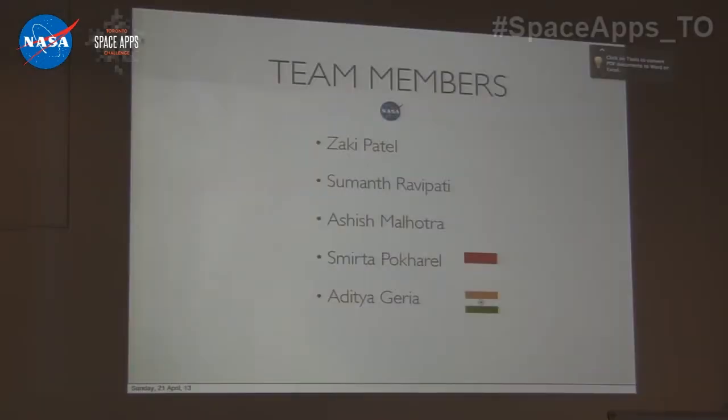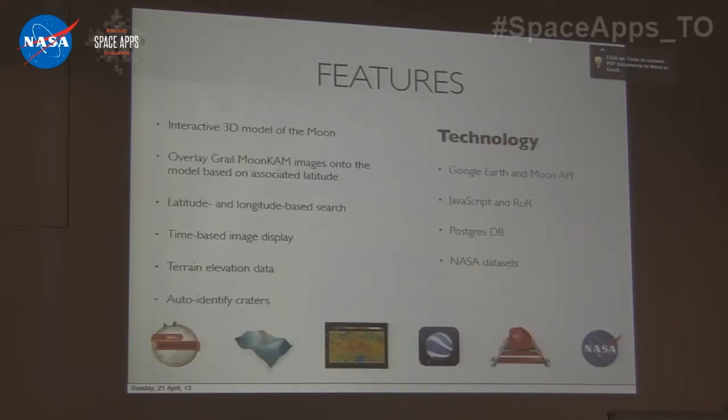I have a video. I'm not going to be able to demo the application, but it works. It's just a performance challenge, which I don't want to take a risk on. So some of the features that we have implemented: we have a 3D model of the moon. We've been able to overlay mooncam images from the GRAIL mission on top of this 3D model based on the location. We have the ability to do a search based on the latitude and longitude, as well as based on a particular hour during this mission when photographs were taken.